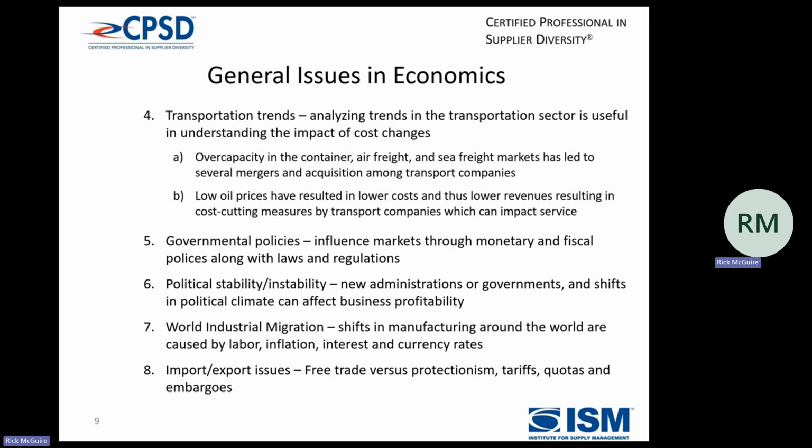And if you noticed in the United States, we've affected business profitability even with the change in presidents. So world industrial migration, shifts in manufacturing around the world, are caused by labor, inflation, interest rates, and currency rates. Depending on the business, they shift around chasing one of these. And import-export issues: free trade versus protectionism, tariffs, quotas, embargoes. If everybody played fair, this wouldn't be an issue, but not everybody plays fair.